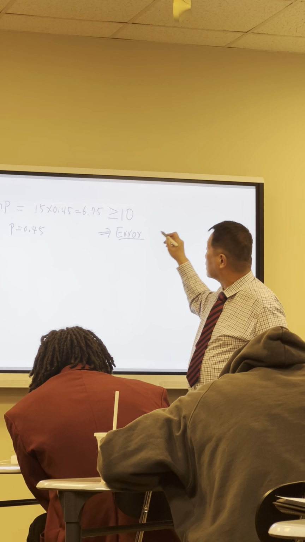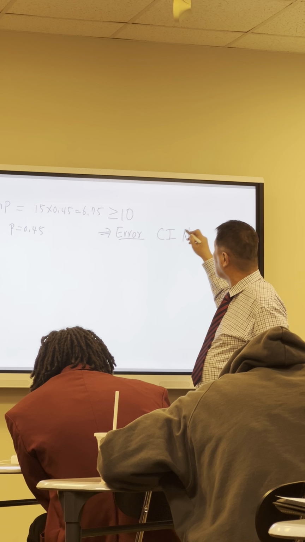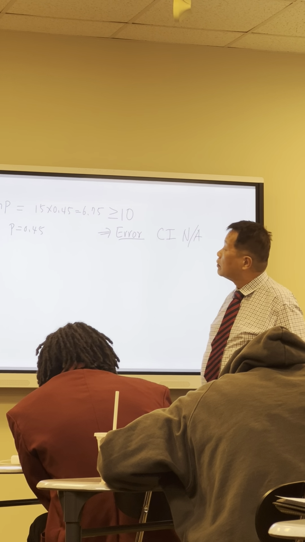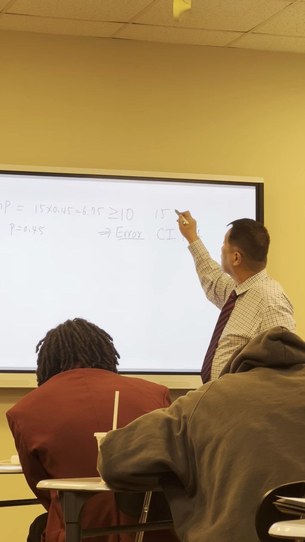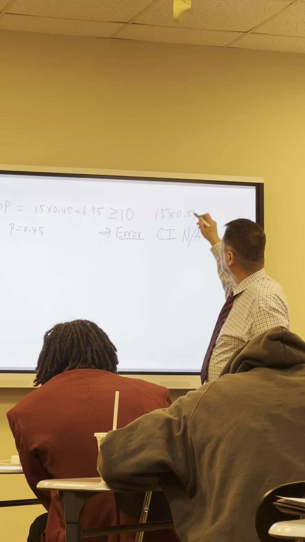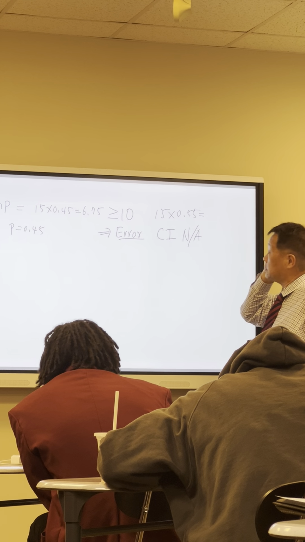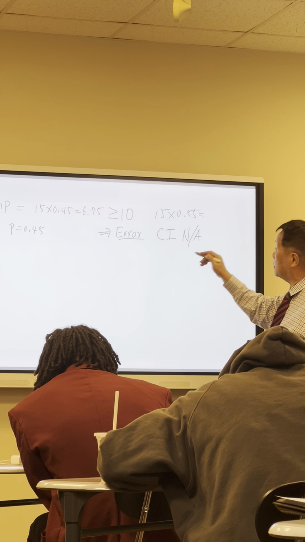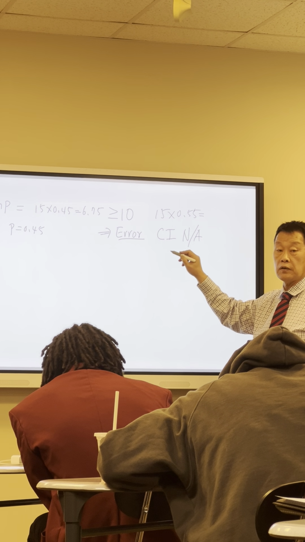Can you find the confidence interval? No, not available. Similarly, for the second one, 15 times 0.55, the number is less than 10, the same problem, and the calculator is smart enough to give you the error.